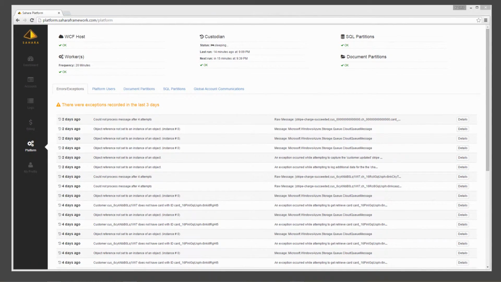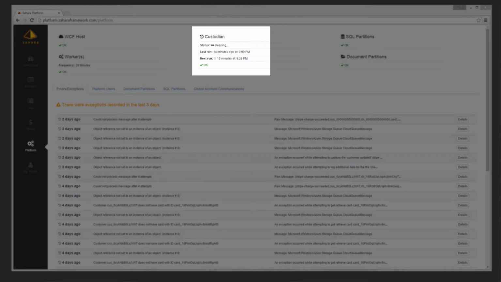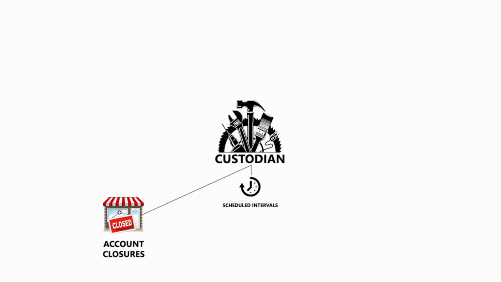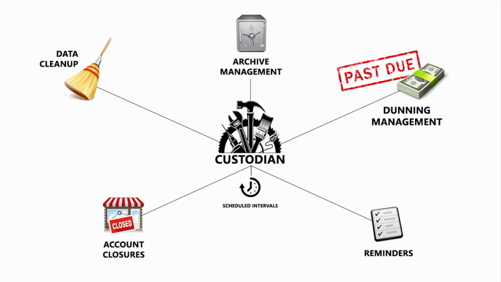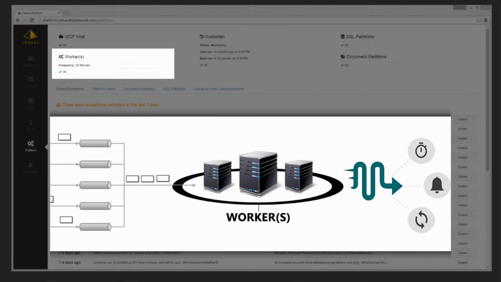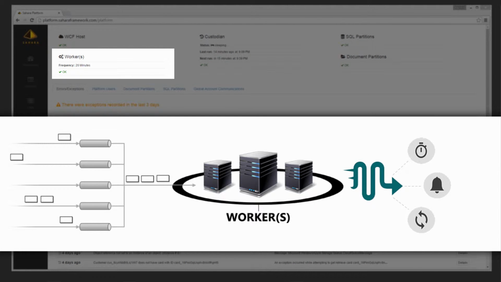The platform section allows you to manage your Azure infrastructure, including your worker roles and your data partitions. The custodian worker runs at a set interval. 30 minutes is the default. It handles tasks such as account closures, timed reminders, data cleanup, archive management, and the often overlooked but very important art of dunning management, which includes expired credit card reminders, payment alerts, and initiates various customizable workflows to address accounts that have payment issues. There are also a collection of worker roles listening to message queues to handle real-time background tasks.